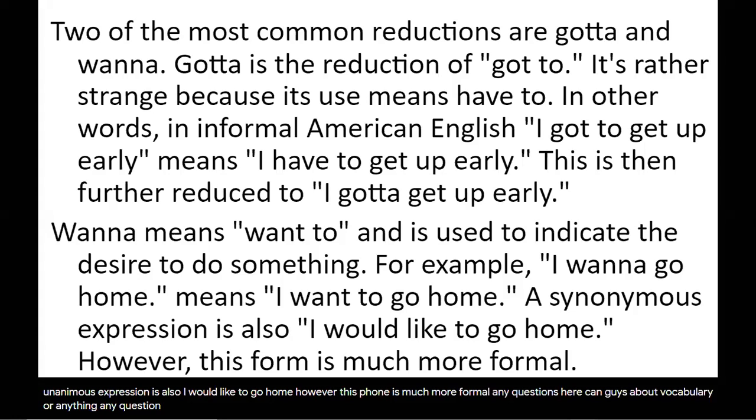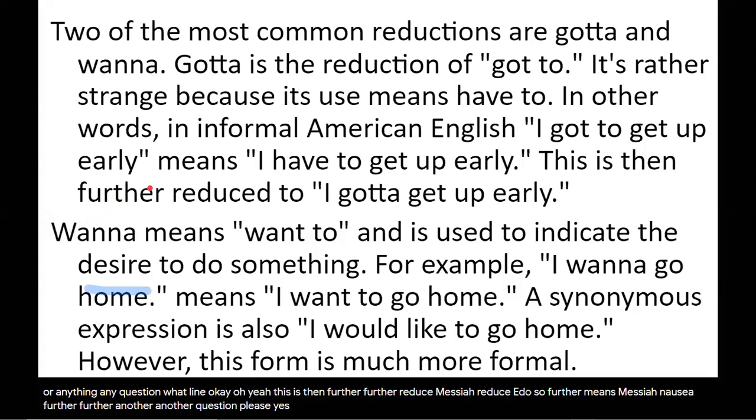What is the meaning of further? Further? What line? The first paragraph. The last line. Okay. Further. Oh, yeah. This is then further. Reduce. Más allá, reducido. So further means más allá. Further. Okay. Another question, please. No more questions.